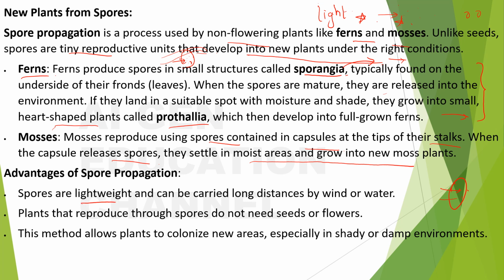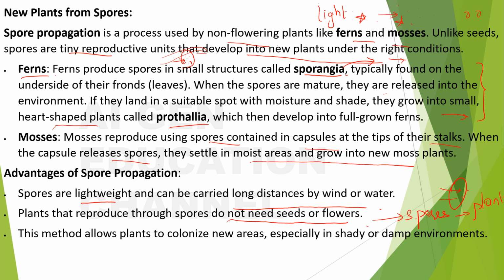Advantages of spore propagation. Spores are lightweight and can be carried long distances by wind and water. As they are light in weight, they can travel long distances, and if they find favorable conditions, not climate, favorable conditions there, then they will grow into new plants. Next, plants that reproduce through spores do not need seeds or flowers. They can directly use their spores to become a new plant.